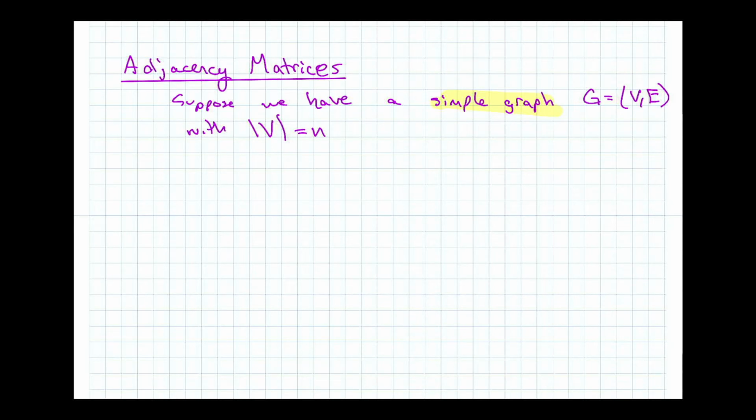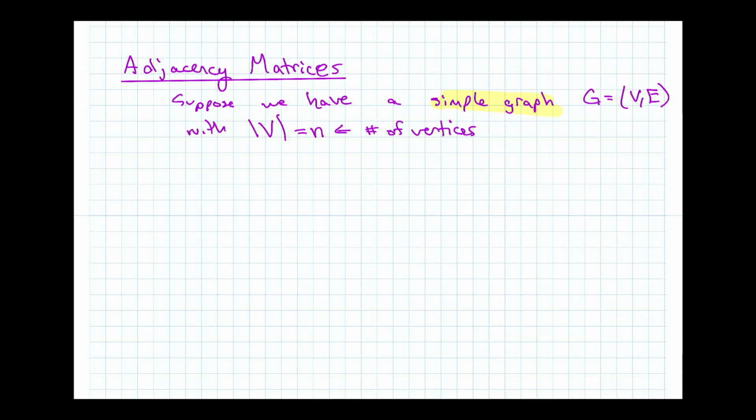So what does that mean? Remember, V is the vertex set. So the cardinality of the vertex set, that's literally just how many vertices are there, right? Number of vertices. All right, so that's an n. Okay, so we have that. So what are we going to do with it?